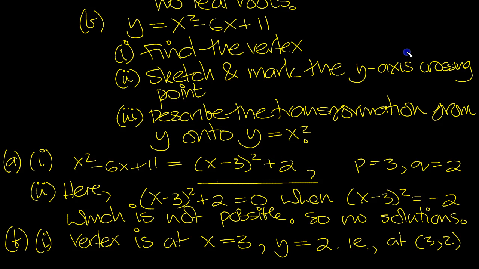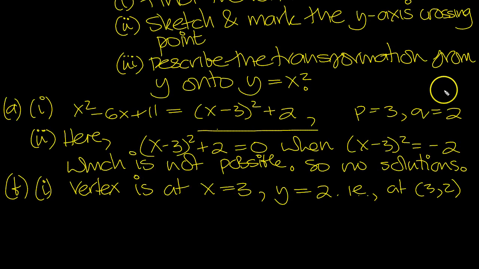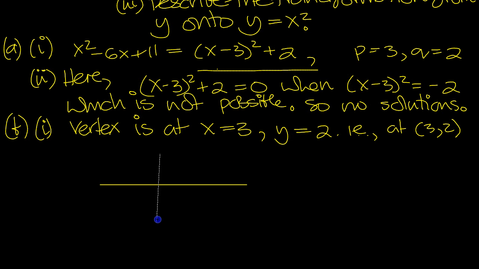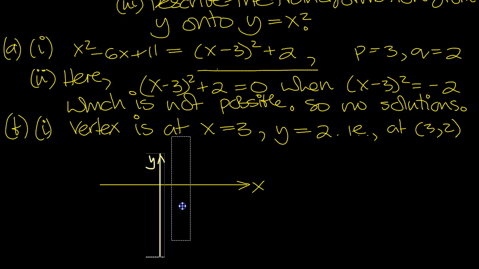Sketch and mark the y-axis crossing point. So let's do a quick sketch then with this digital pen. I'll do as best as I can. So here's our x. Then we need the y-axis, don't we? To put a y-axis in. It's a U-shaped curve. So there's the y. There's the x. Let's just pull this up a bit and over.